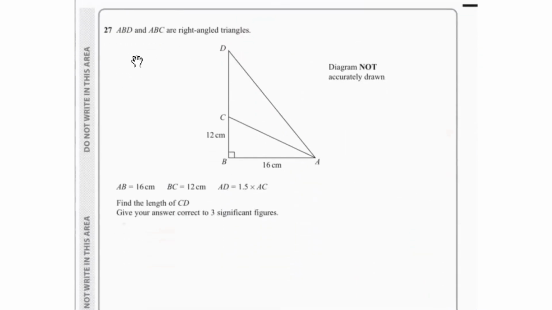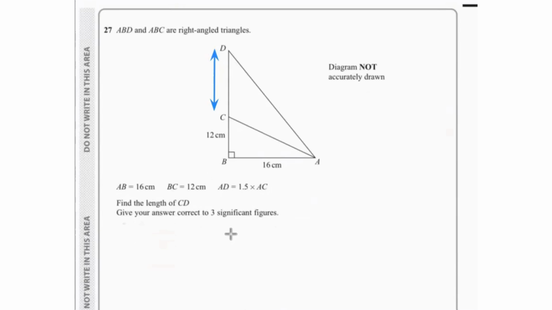Then it says ABD and ABC are straight lines, are right angle triangles. AB is 16 centimeters, BC is 12, and AD is 1.5 times AC. Find the length of CD, giving your answer correct to 3 significant figures. So to find CD, we need the entire length, DB.